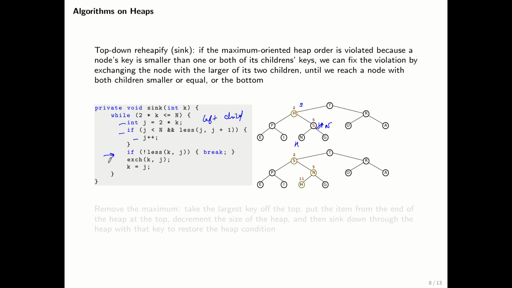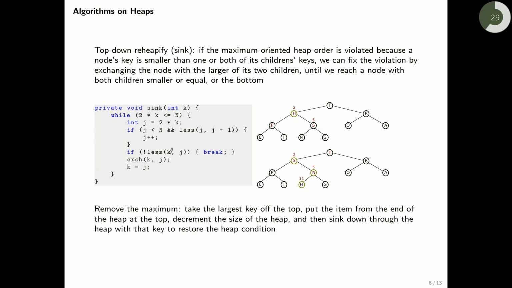So what do we do in that case? We simply exchange the parent's key at k with the key at j. But what was the key at j? It was the larger of the two children. So we simply exchange the parent with the larger of the two children, and then we say the new value for k is simply the index of that larger child. Right, so we are traversing downwards. We repeat this until 2 times k is less than or equal to n. And when the method returns, the heap is in heap order.